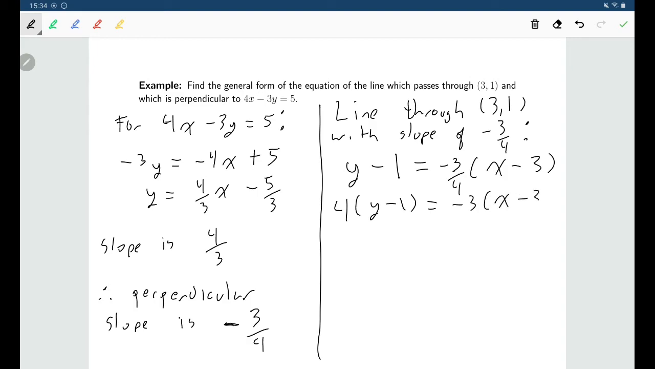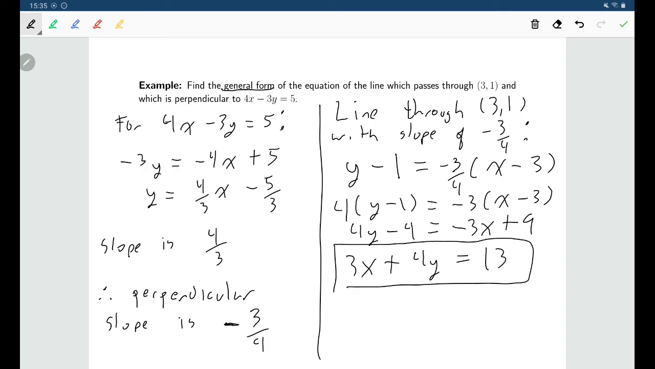So that on the left side I'd have 4 times y minus 1, or 4y minus 4. And on the right side I'd have negative 3 times x minus 3, or negative 3x plus 9. And we're interested in leaving this in general form, which is x's and y's on one side and everybody else on the other. And so there we go. I have my equation of my line, 3x plus 4y equals 13. That should go through the point (3, 1), and it should be perpendicular to the line that we were given.